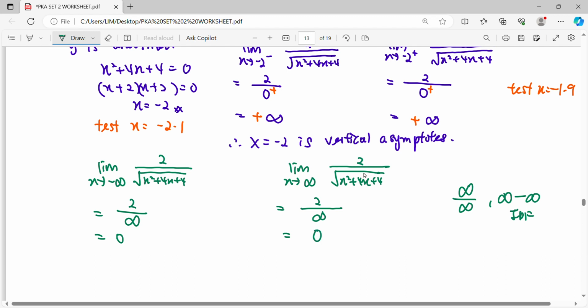So, we get the result. Therefore, this result is your y. y equals 0 is the horizontal asymptote.